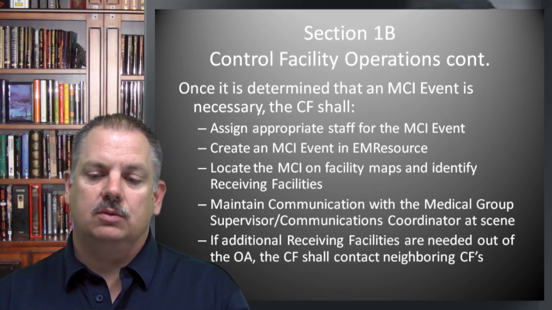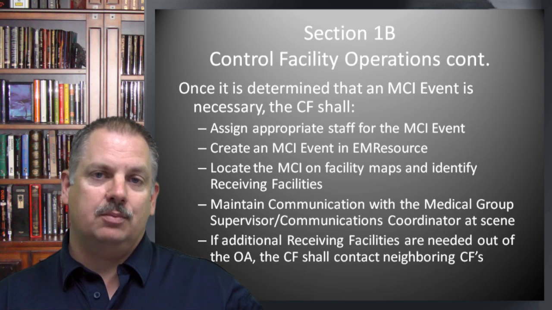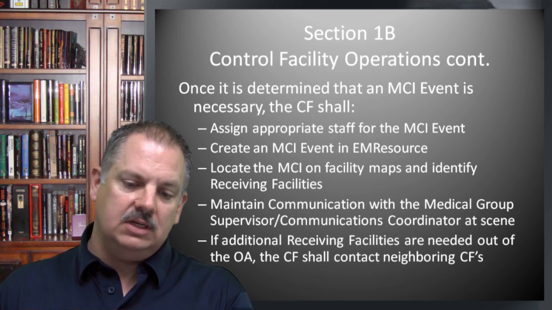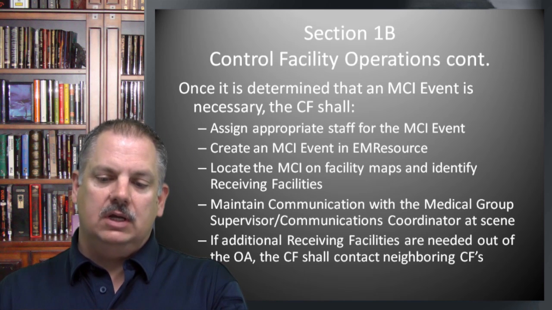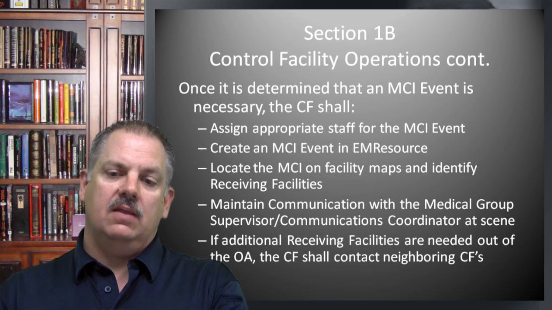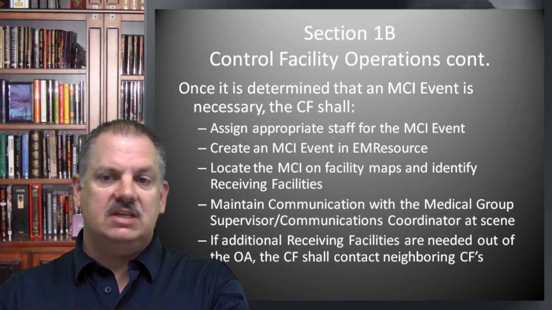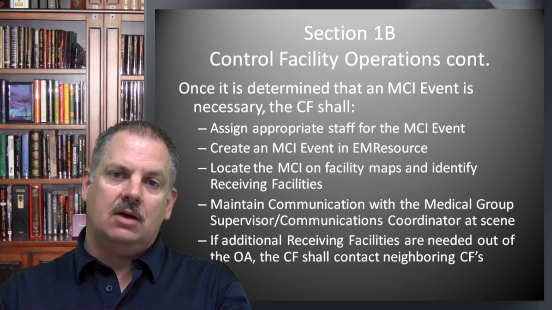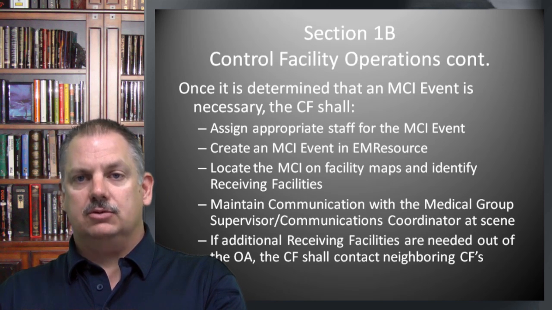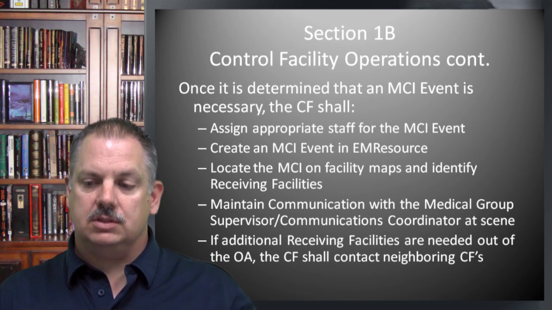If additional receiving facilities are needed outside the operational area, the control facility may contact neighboring control facilities. For an example, something big in Glenn County is going on and they need receiving facilities in Tehama and Shasta County, then Butte Control would notify Shasta Control and set up those receiving resources.